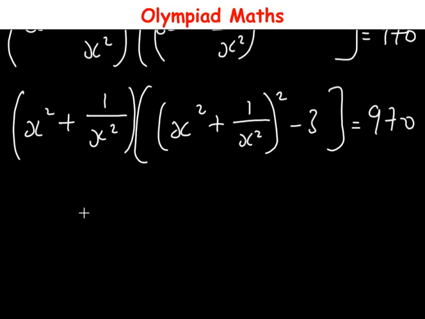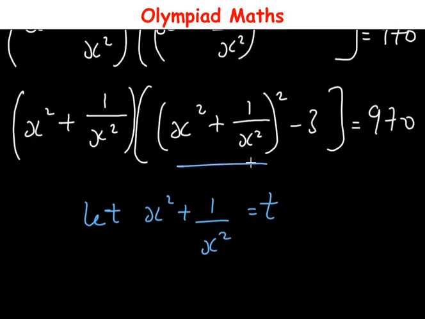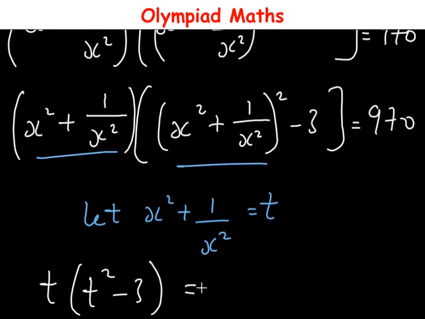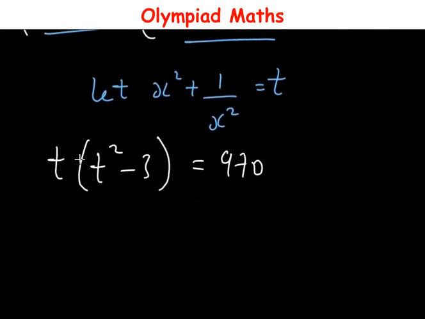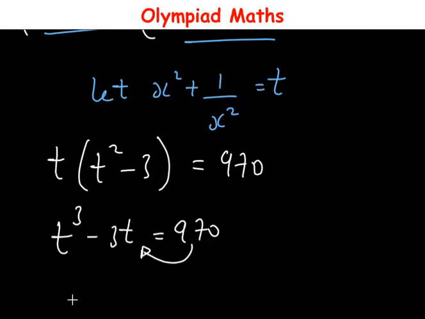At this junction, we are then going to say let x squared plus 1 over x squared equals t. So this right here is t and this is t. So this expression then becomes t into bracket (t squared minus 3) is equal to 970. So from here, t will multiply and open the bracket, t times t squared, t raised to the power 3, t times minus 3, minus 3t, and this equals 970. Move 970 over to this side, t raised to the power 3 minus 3t minus 970, this equals 0.